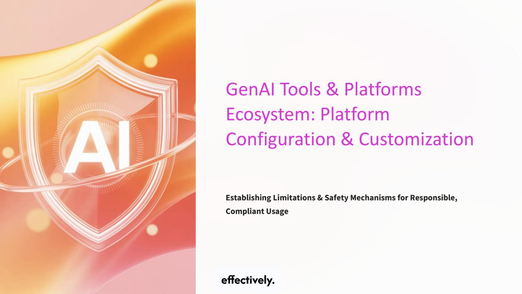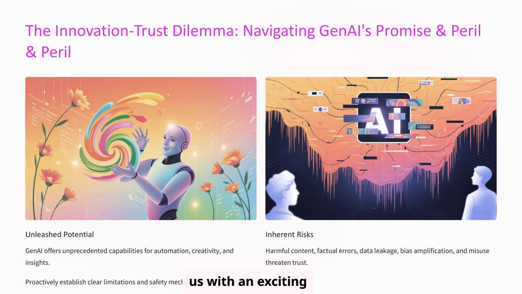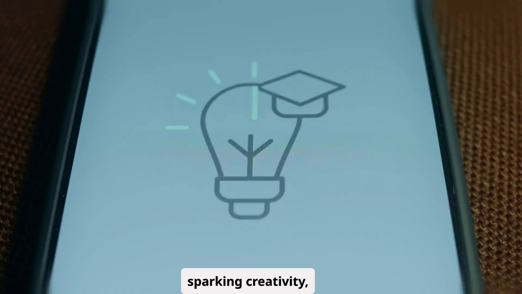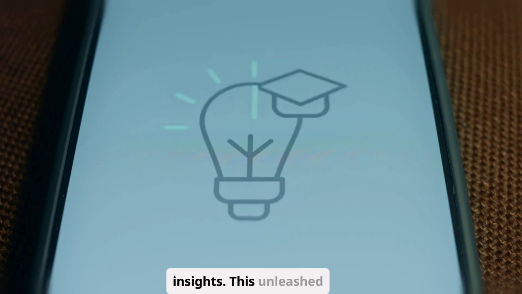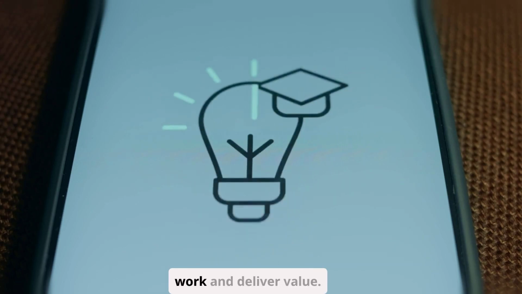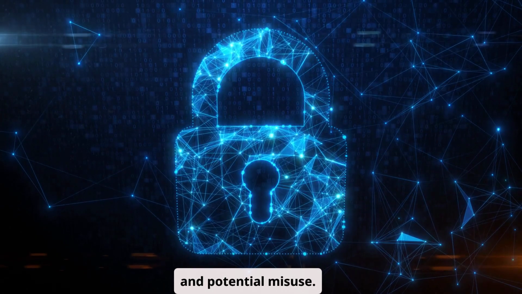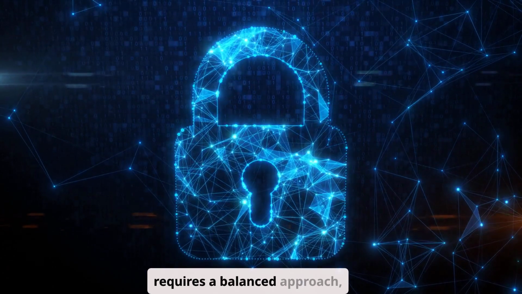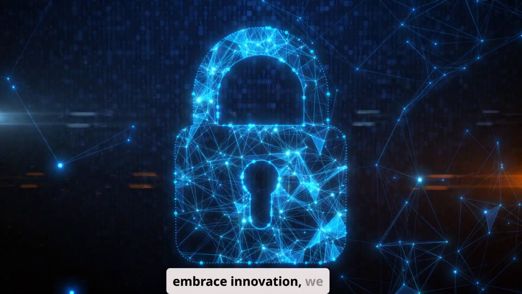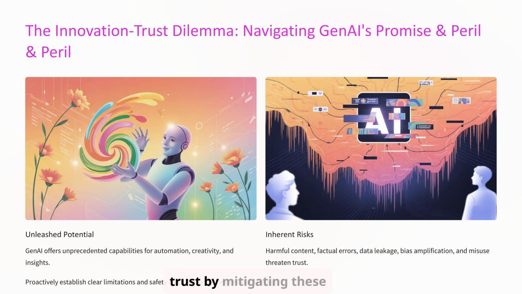Generative AI presents us with an exciting paradox. On one hand, it offers unprecedented potential for innovation, driving automation, sparking creativity, and unlocking deep insights. This unleashed potential can transform how we work and deliver value. However, this power comes with inherent risks. We face the possibility of generating harmful content, factual errors, data leakage, bias amplification, and potential misuse. Navigating this dilemma requires a balanced approach, ensuring that as we embrace innovation, we simultaneously build trust by mitigating these significant perils.